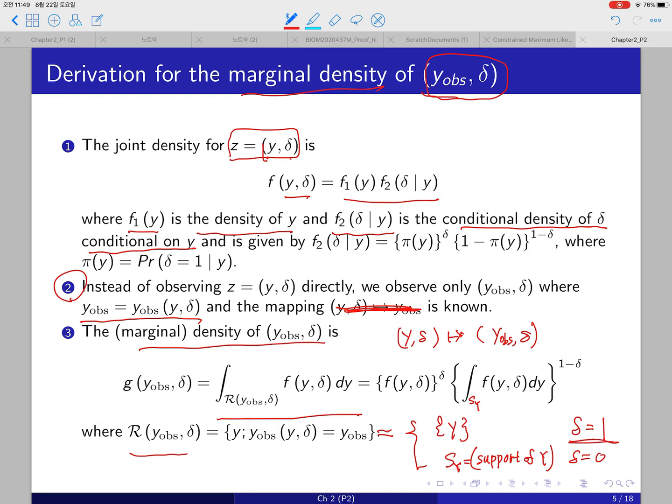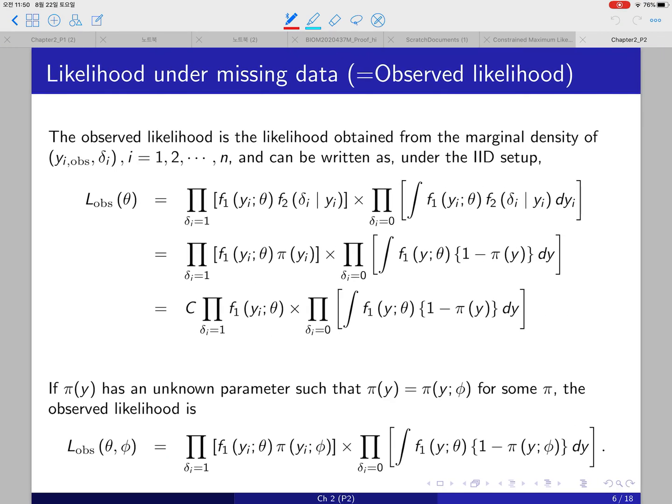So if delta equal to 1, the set is y. So you just evaluate it at y and delta, right? And delta equal to 0, then we have to integrate over the whole support. So that gives this answer. Okay. So that provides us the likelihood on the missing data, which is the observed likelihood. So the observed likelihood is the likelihood observed from the marginal density.